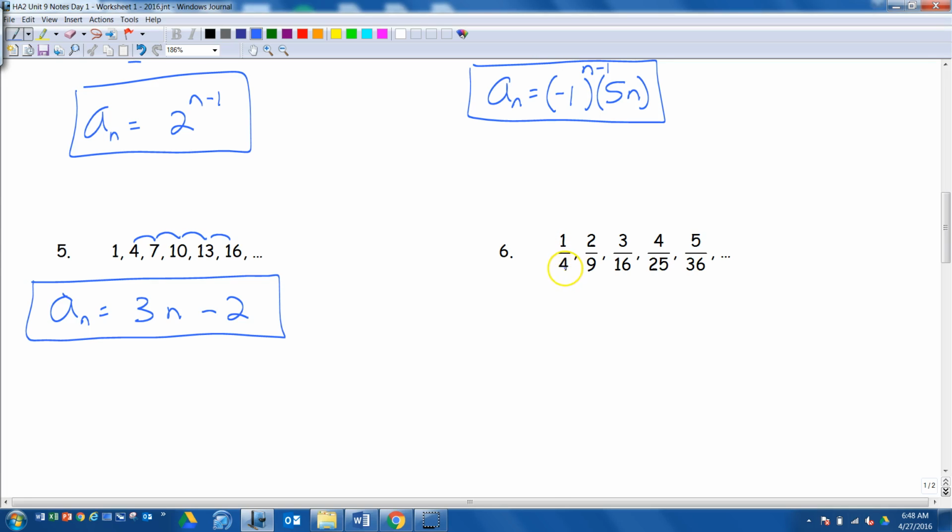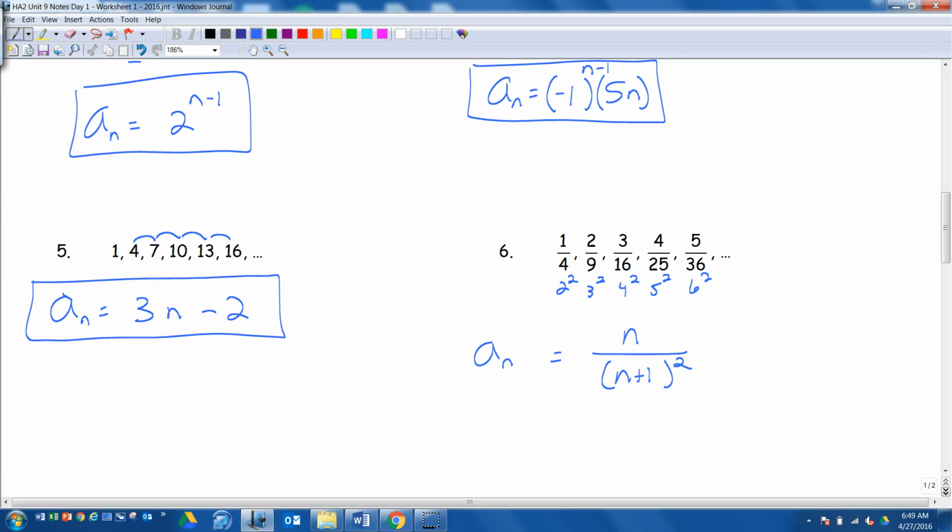Okay? So this looks like 2 squared, 3 squared, 4 squared, 5 squared, and 6 squared, where this is 1, 2, 3, 4, 5. So here's what you can do with this one. If n is 1, that's the top. If n is 2, that's the top. So the top of our fraction is going to be n. The bottom, though, we want a 2 squared, not a 1 squared. So how do I get to a 2? Well, it needs to be 1 more than n. So this is going to be n plus 1 squared.